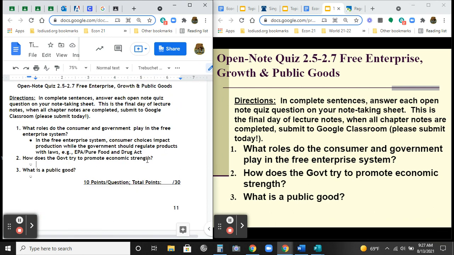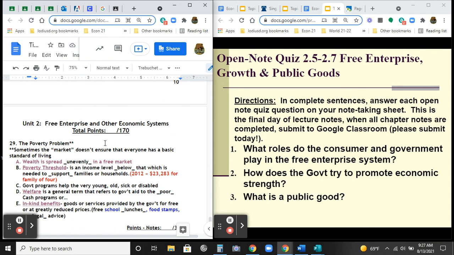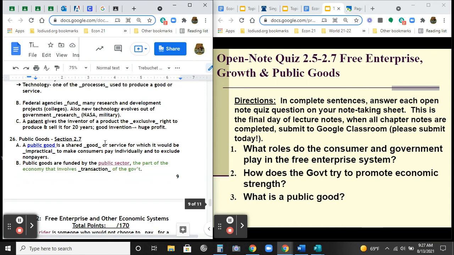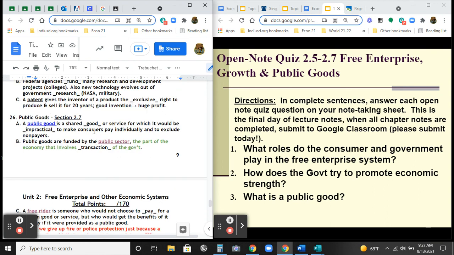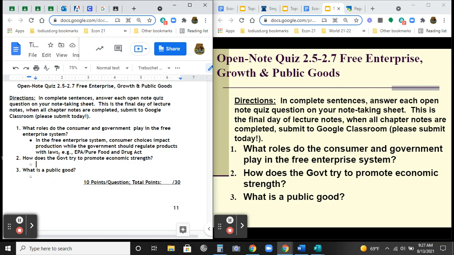What is a public good? A public good is a good or service that would not otherwise be created but for the government, such as roads or bridges. Let's see what was written earlier. A public good is a shared good or service that would be impractical to make consumers pay individually and exclude non-payers. Yeah, it would be hard to check everyone on the road and make sure they pay their taxes, so we don't do that.